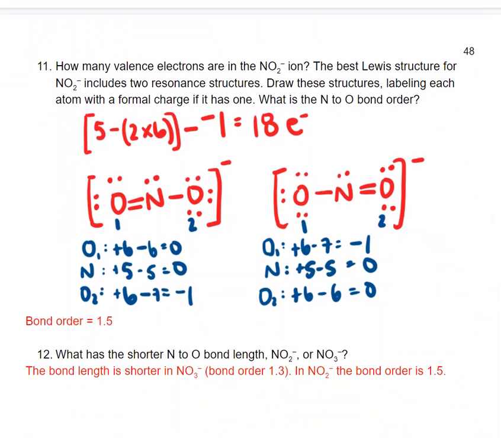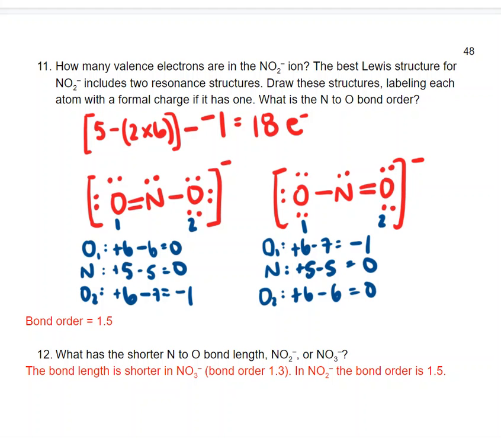So this is the nitrite ion that we're looking at next. The best Lewis structure is going to include 2 resonance structures. Draw them and label them with formal charges. I first calculated my total number of electrons here, and I end up with 18 electrons total. So my Lewis structures that I've drawn are going to be a resonance structure, and that double bond location is going to switch. So we get a bond order of about 1.5.